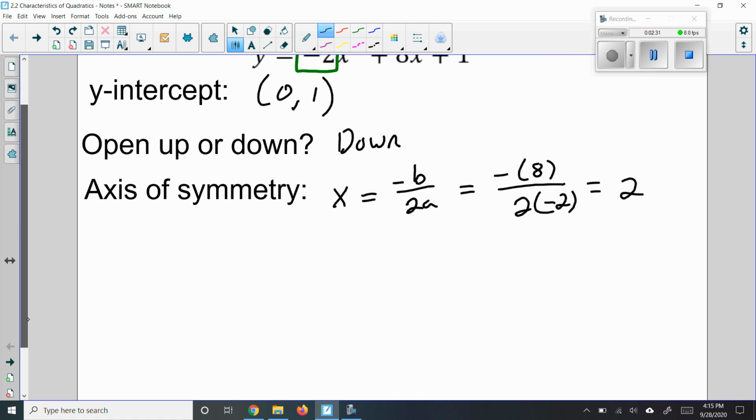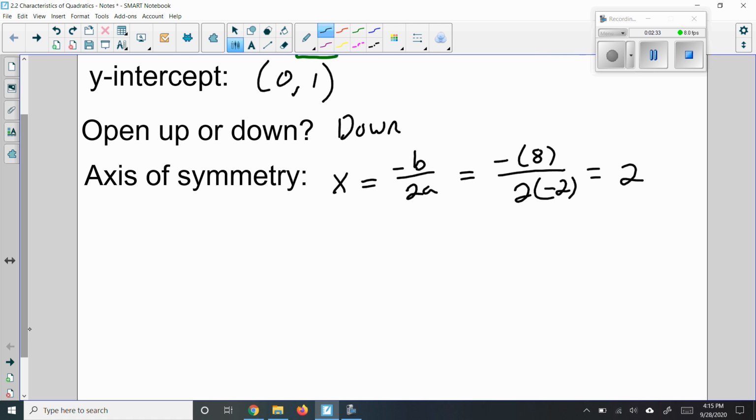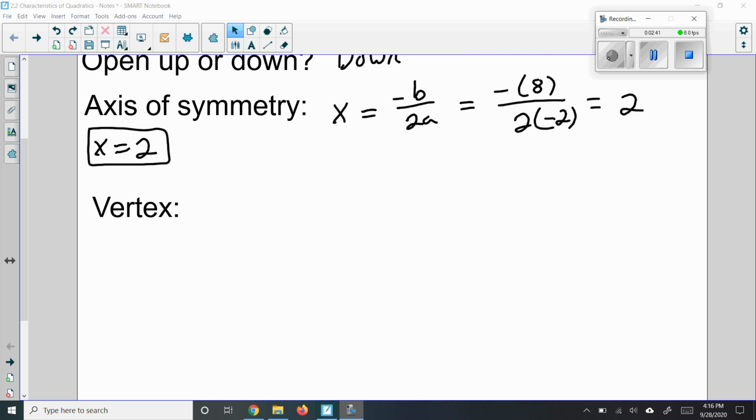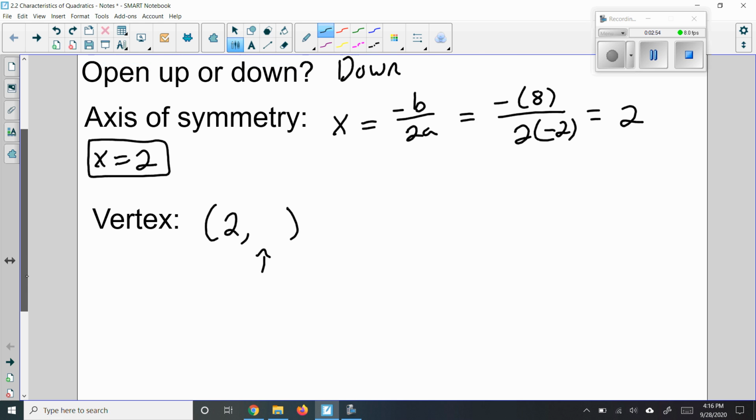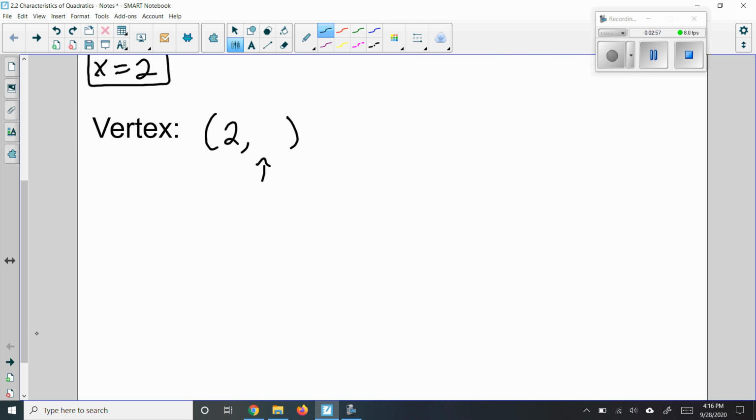Remember, the axis of symmetry is an equation. It's a line. It's a vertical line. So the axis of symmetry is x equals 2. To get the vertex, I simply need to plug in this value. So the vertex is the point 2, something. Now to get this something, we need to substitute 2 in for x. So the y value is negative 2 times 2 squared plus 8 times 2 plus 1.